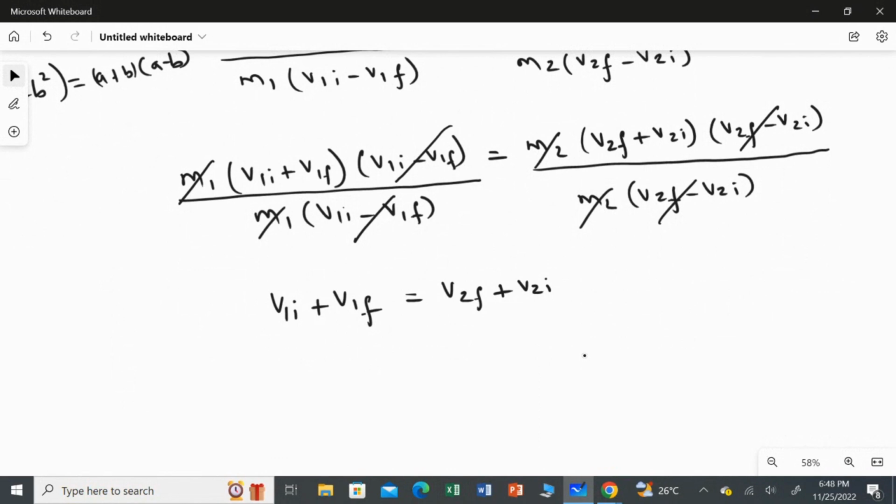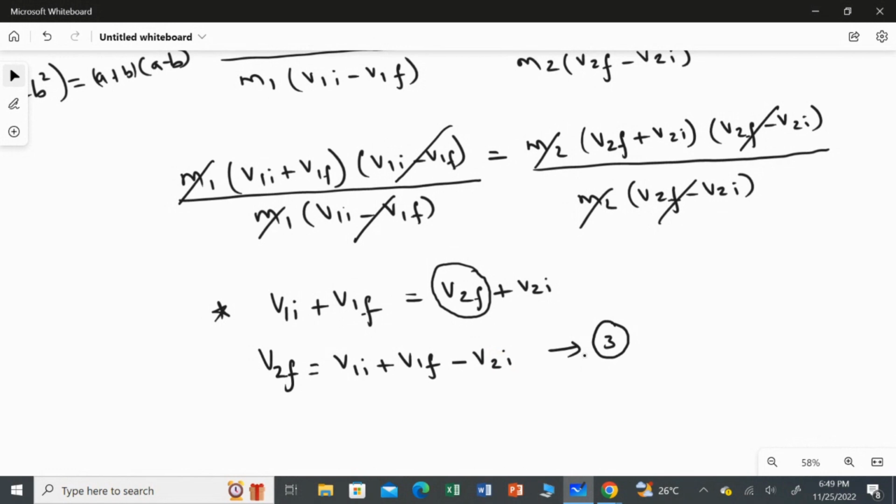Now what I am going to do, I am going to reform this equation in terms of V2 final. So I'm going to take this value, V2 final, to one side, and I'm going to move the rest of the terms to the other side. So V2 final is equal to V1 initial plus V1 final, and when you move V2 initial to the other side, it will take the minus sign, right? Minus V2 initial. Understand? So let's take this equation as our third equation.